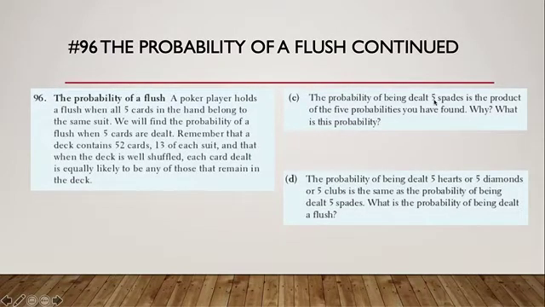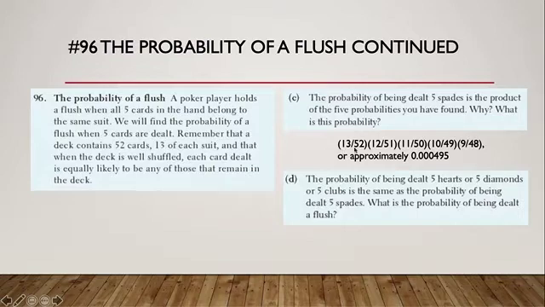The probability of being dealt 5 spades is the product of the 5 probabilities that we already found. This is the probability of the first spade. Given that the first card was a spade, here's the probability of the second spade. Given that the first 2 cards were spades, here's the probability of a third spade, and a fourth spade, and a fifth spade. Those denominators changing tell us that the second, third, fourth and fifth probabilities are all conditional, so we can multiply these together with the general multiplication property. If you multiply all of that out, this is not a particularly likely hand at poker. It's approximately 0.0005. It's 0.000495.